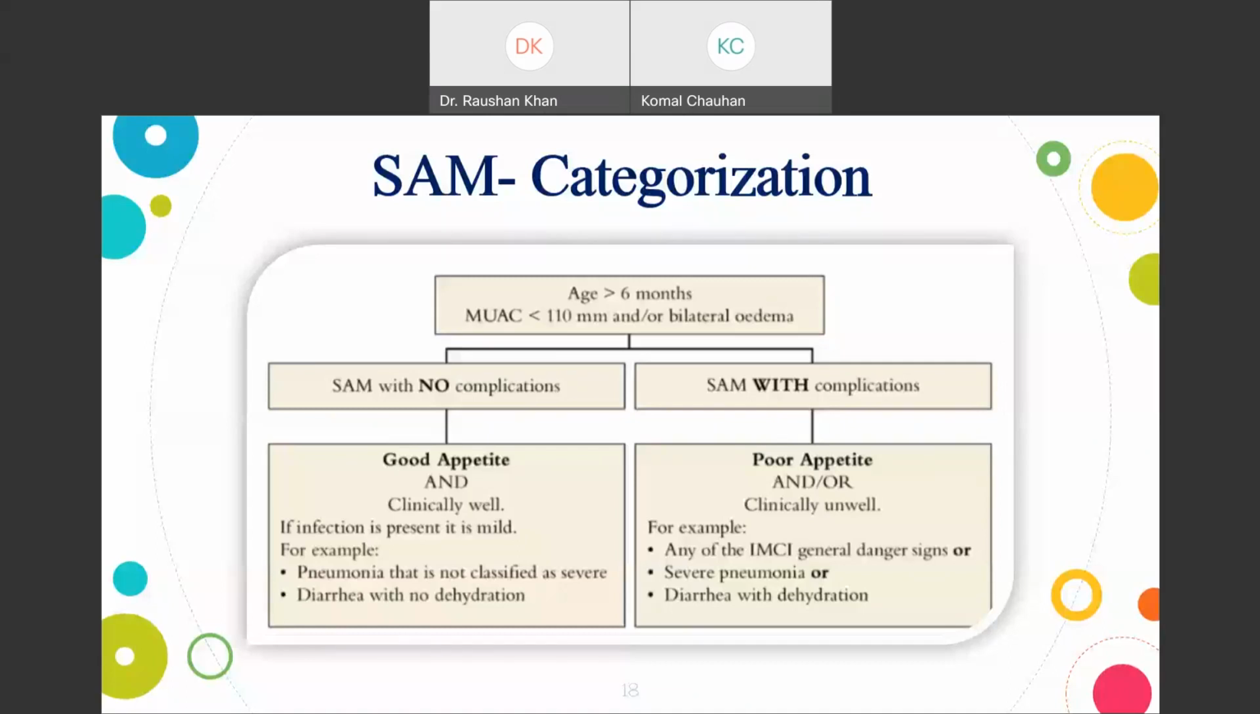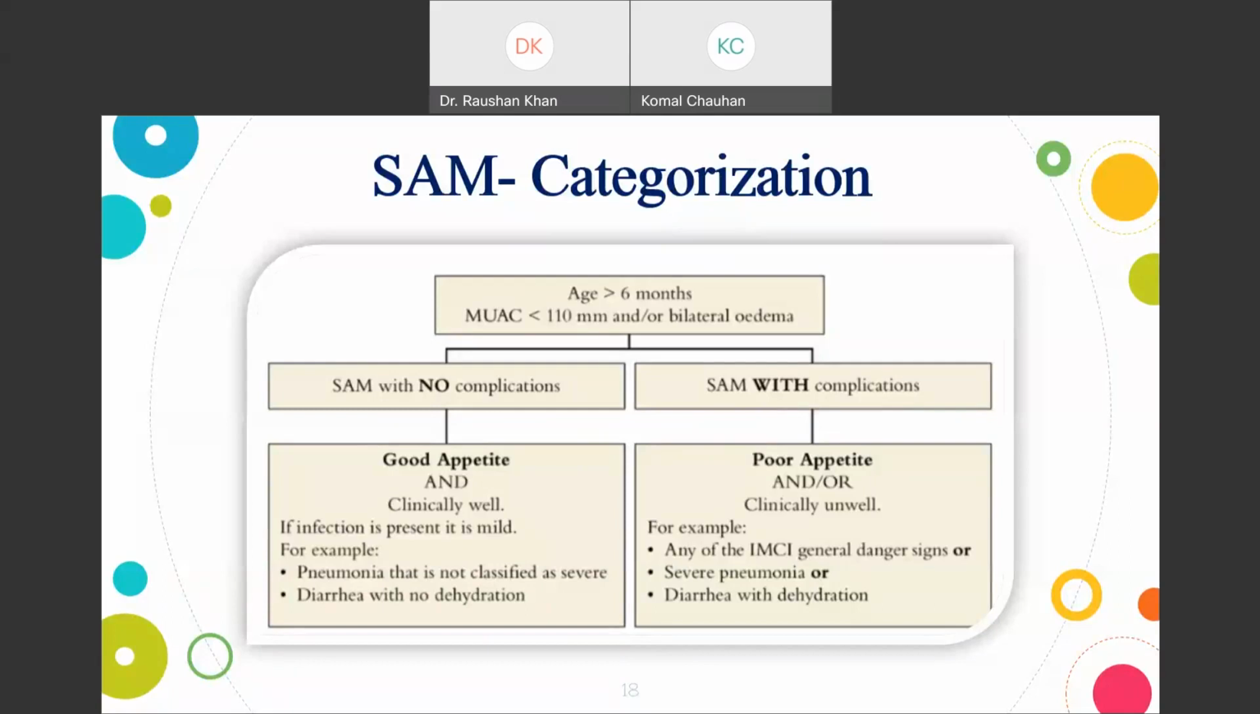And SAM with complication, the child will definitely have a poor appetite, or the child will not be clinically well. For example, the child will have severe pneumonia or diarrhea with dehydration, or any of the danger signs as well. Now I will talk about the appetite test. Appetite test is a very important criterion to differentiate the complicated case of SAM from the uncomplicated case. Children with SAM and poor appetite are at immediate risk of death.